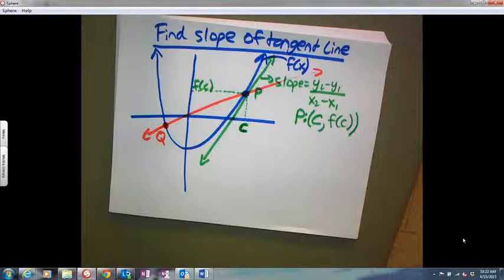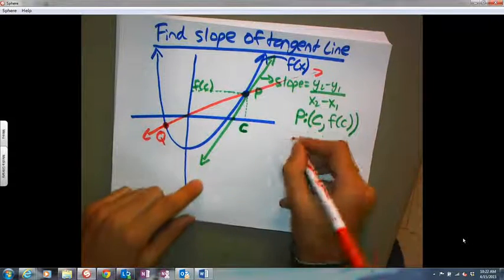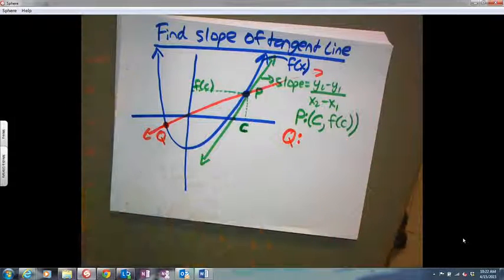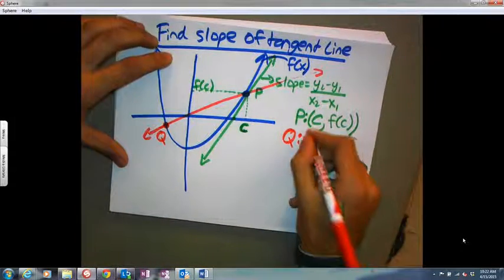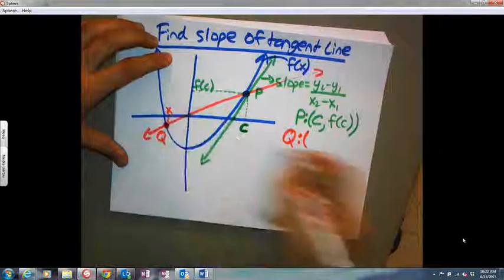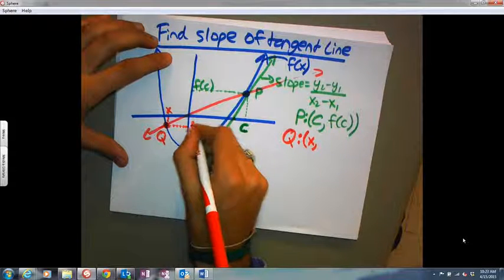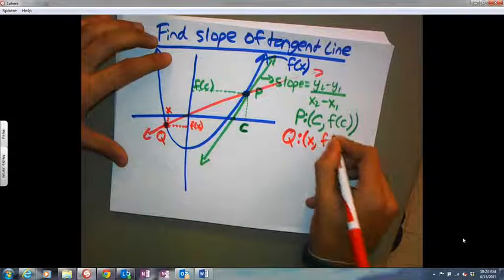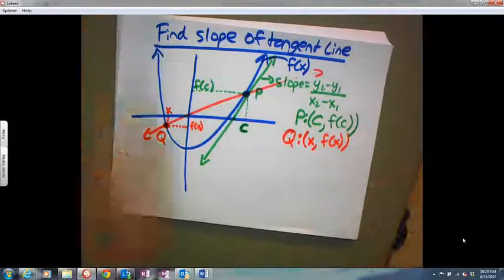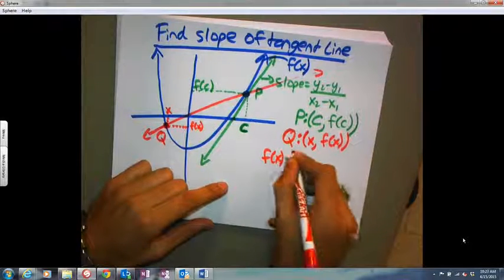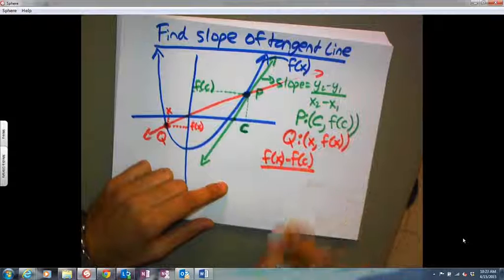So let's do that. Let's call point Q somewhere on the graph. Q is also on blue, also on the original parabola. Q has some x-coordinate, let's call it x, we don't know what it is, and some y-coordinate, let's call it f of x. And so the slope would be what? It would be f of x minus f of c, all divided by x minus c. That's the slope of red.